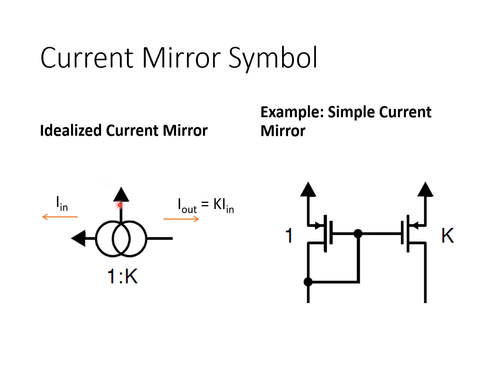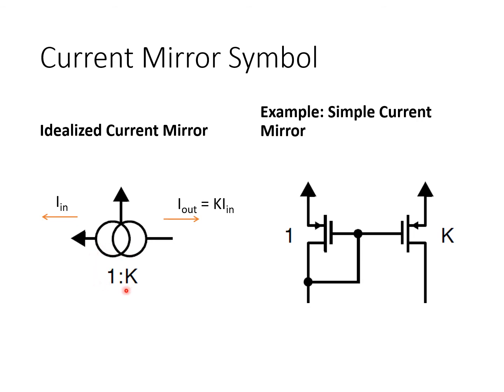This connection here denotes where the current's ultimately coming from. So with the arrow pointing up, it suggests that the current's coming from the positive supply, and the arrowhead here at the output indicates which side of the current mirror is the input. So if this is a simple current mirror, this symbol here is shorthand for a PMOS current mirror connected to the positive supply, with the left side node being the input to the current mirror.